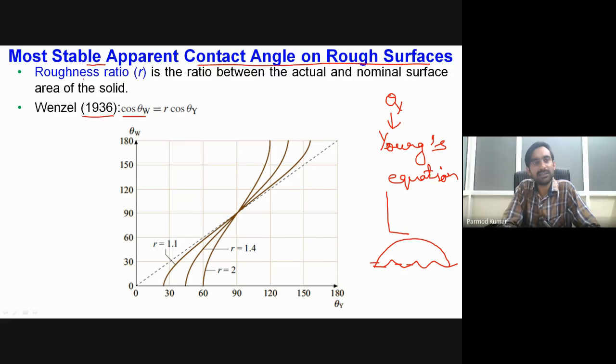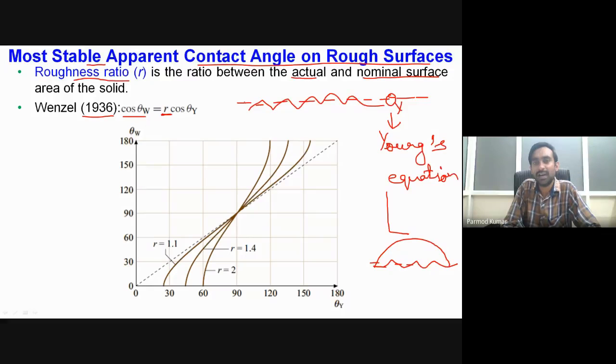As per this equation, we have some factor r which relates the two different contact angles. This ratio r is known as the roughness ratio, and it is defined as the ratio between the actual and the nominal surface area of the solid. When we have a rough surface, we define some nominal solid line here for our experimental measurement.